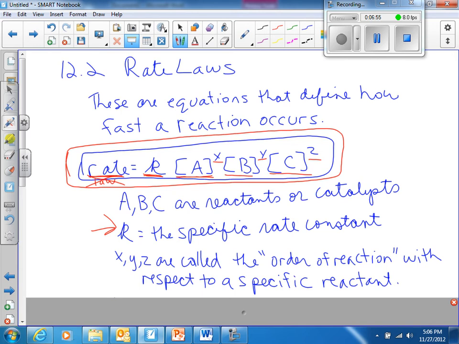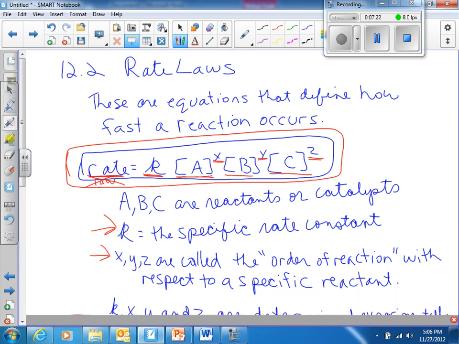Now, A, B, and C are just reactants. They cannot be products. They can be catalysts. X, Y, and Z, these exponents right here, are called the order of reaction with respect to a specific reactant. And these orders are only determined experimentally.